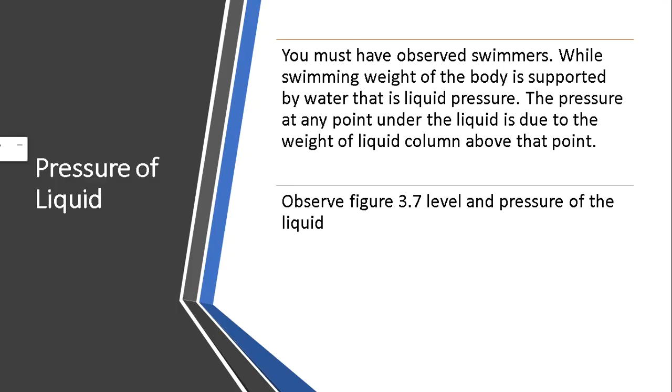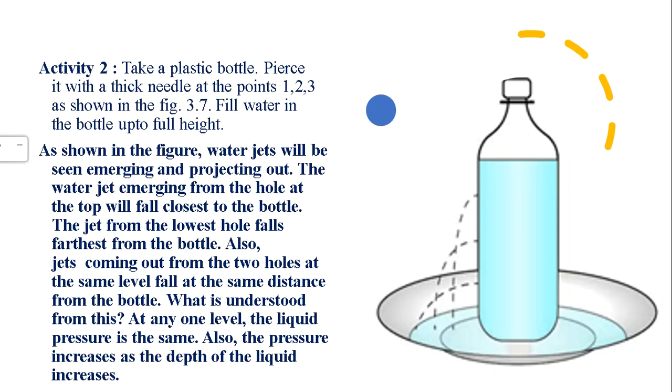Now we will see pressure of liquid. You must have observed swimmers. While swimming, the weight of the body is supported by water, that is liquid pressure. The pressure at any point under the liquid is due to the weight of the liquid column above that point. Now for this also, observe figure 3.7.